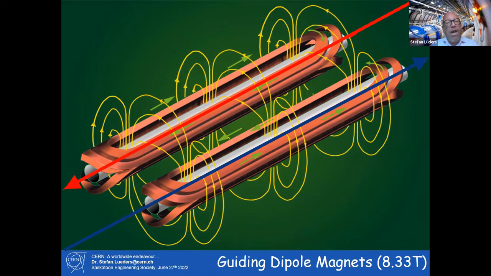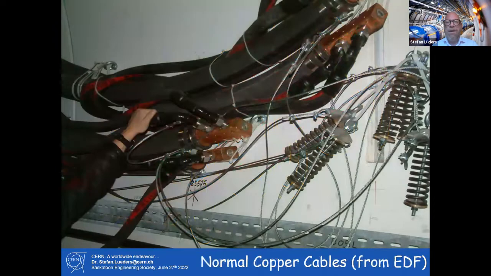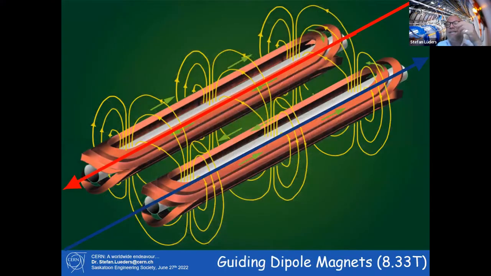And for each of the paths, we have a dipole magnet of something like 8.33 Tesla, just to bend the beam along its path into the tunnel. The problem with the magnets is 8.33 Tesla, you need to have some current to produce this. Think once more, you need to have 10,000 amps of current to produce an 8.33 Tesla field.